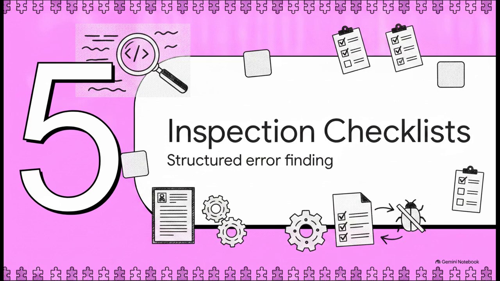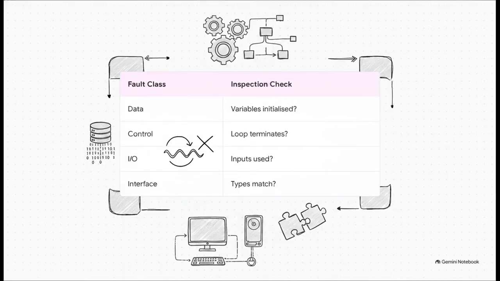Section 5. Using inspection checklists. How reviewers actually find errors. So if we do manage to get our inspection scheduled, how do reviewers actually find these errors? Well, they don't just blindly read the code. Teams use language-specific checklists to look for characteristic errors, which are grouped into fault classes. We have data faults, which relate to how information is stored, control faults, which deal with the logical flow of the program, input/output faults, and interface faults, which happen when different components try to talk to each other.